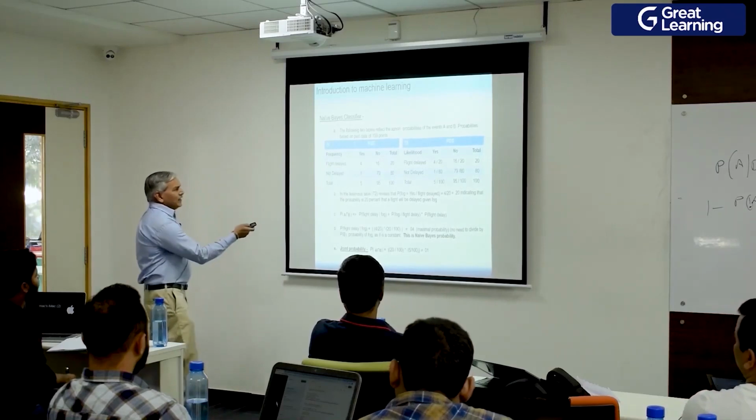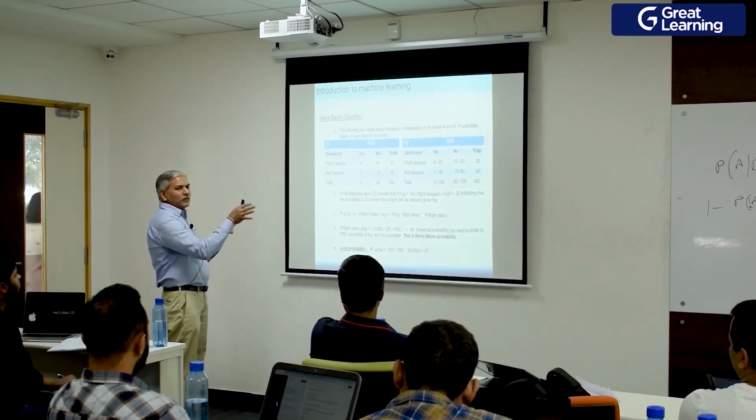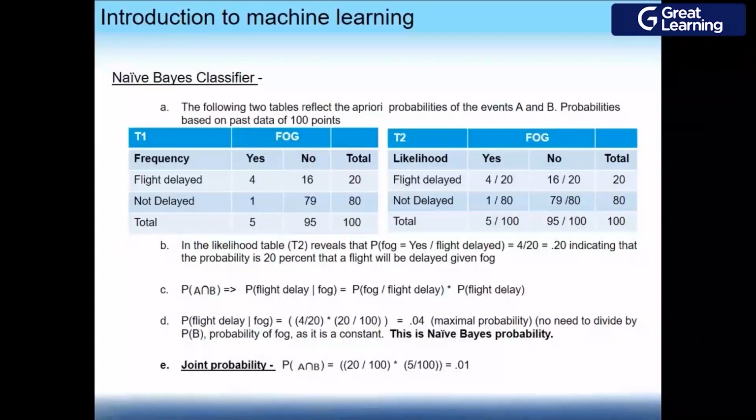Okay. Of the 20 times when there was flight delay, I noticed 4 times there was fog at the airport, 16 times no fog at the airport. This is that overlap between fog and flight delay. I also noticed that of the 80 times when there was no flight delay, 79 times there was no fog, 1 time there was fog. This is the same Venn diagram which you saw earlier.